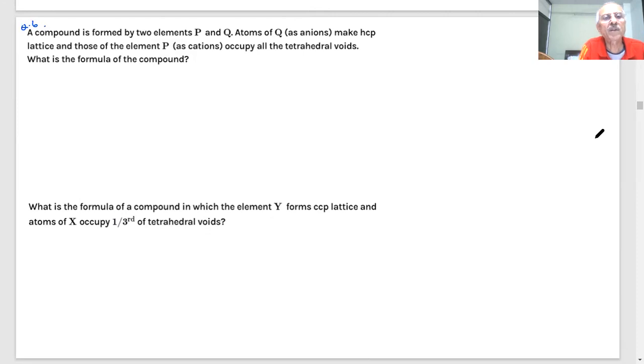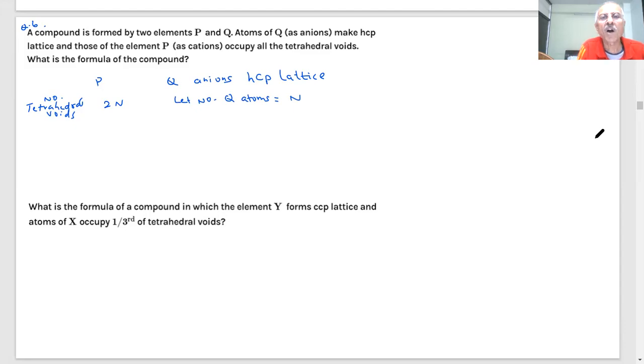A compound is formed by two elements, P and Q. Q are the anions and make CCP. What is the way I have told you? Let the number of Q atoms be N. How many tetrahedral voids will there be? If there are n particles, the number of tetrahedral voids is 2n.